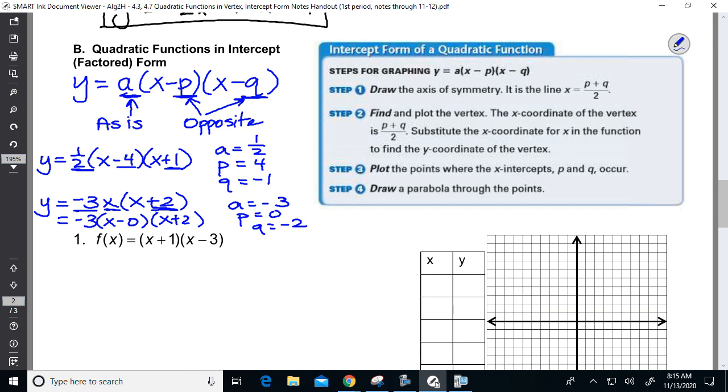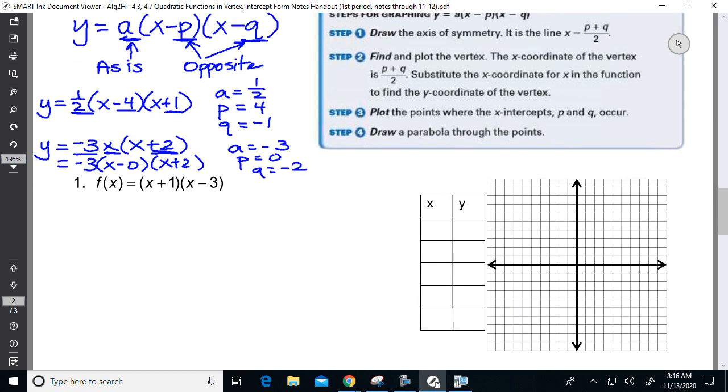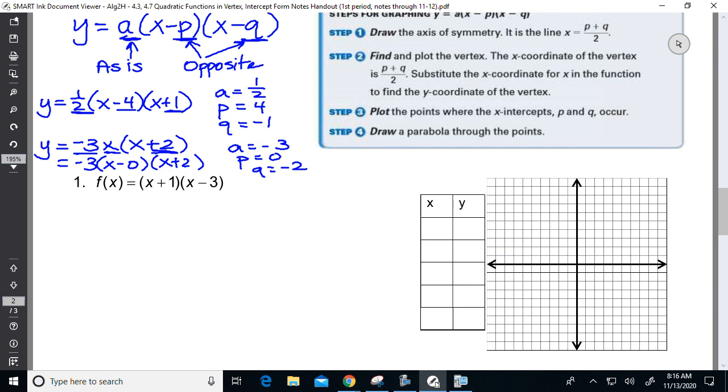So again, identifying p and q correctly will help you when it comes to solving out the problem, especially for the graph. So with that, let's go ahead and do the graph. There's a little bit more work with intercept form than there was with vertex form. Vertex form was pretty straightforward. Intercept form is a little bit more work. So example 1, f of x equals parentheses x plus 1, parentheses x minus 3.